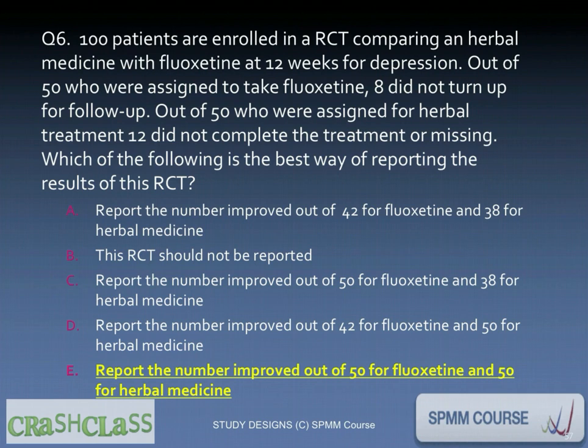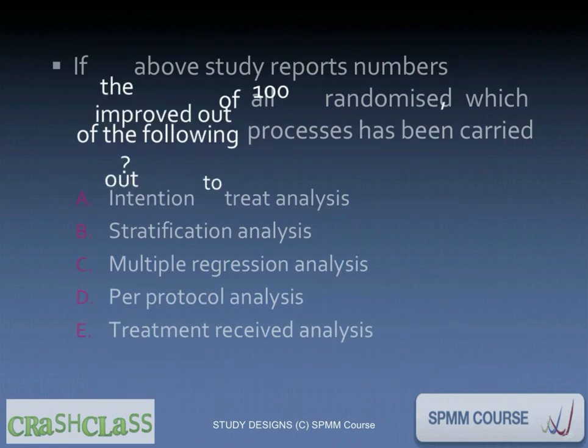Fluoxetine and placebo. You have 50 people assigned to fluoxetine and 50 people assigned to herbal medicine. Sorry, not placebo, herbal medicine. What would you report? You will report the results for all the 50 in each group. That's the right thing to do. So E is the right answer. This is called ITT, right? So that's the next question.